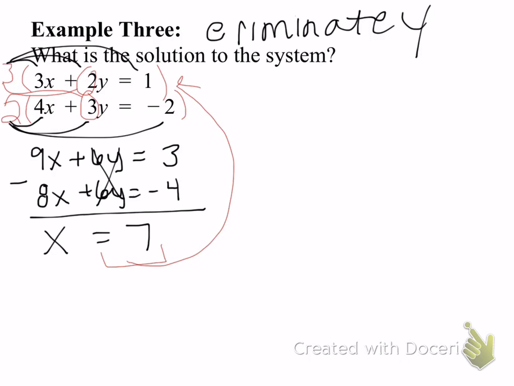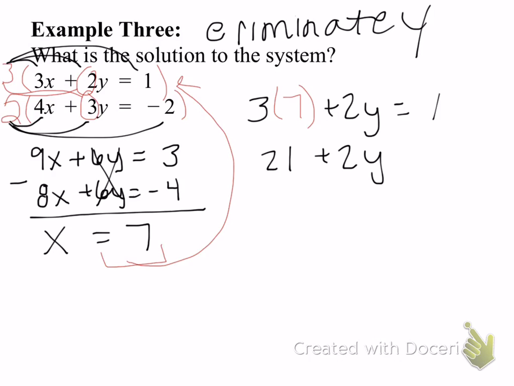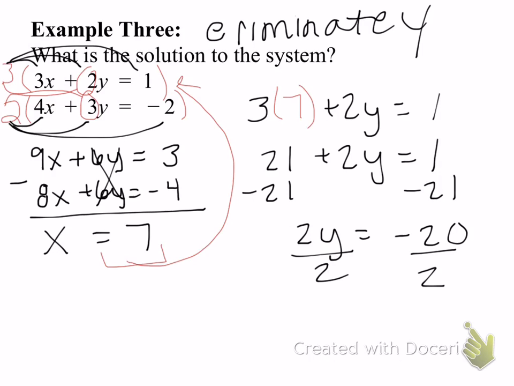So we've got 3 times 7 plus 2y equals 1. Well, 3 times 7 gets you 21. We got plus 2y equals 1. Solve for y, minus 21 on both sides. So you got 2y equals negative 20. Divide both sides by 2. y equals negative 10. So our answer is 7, negative 10.